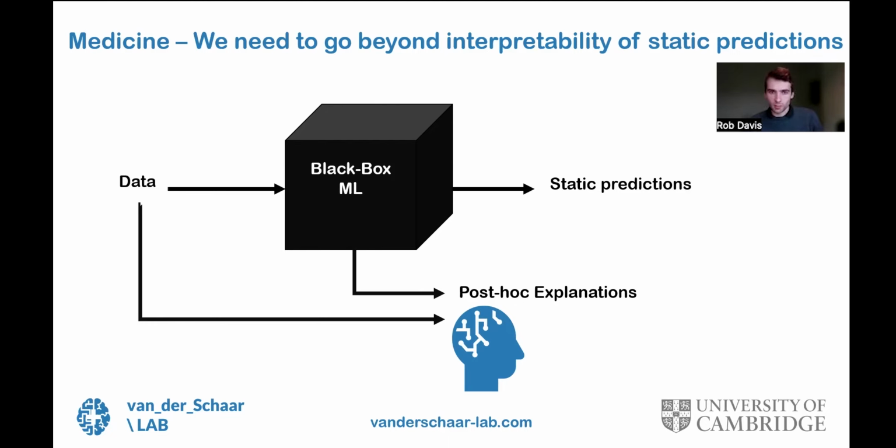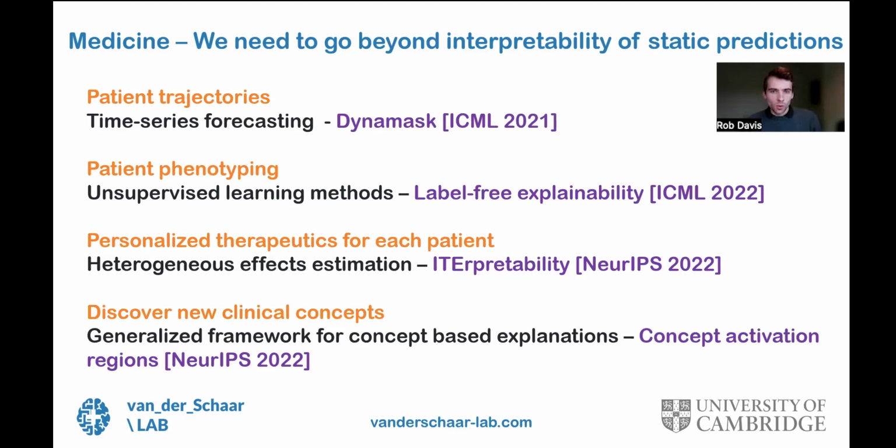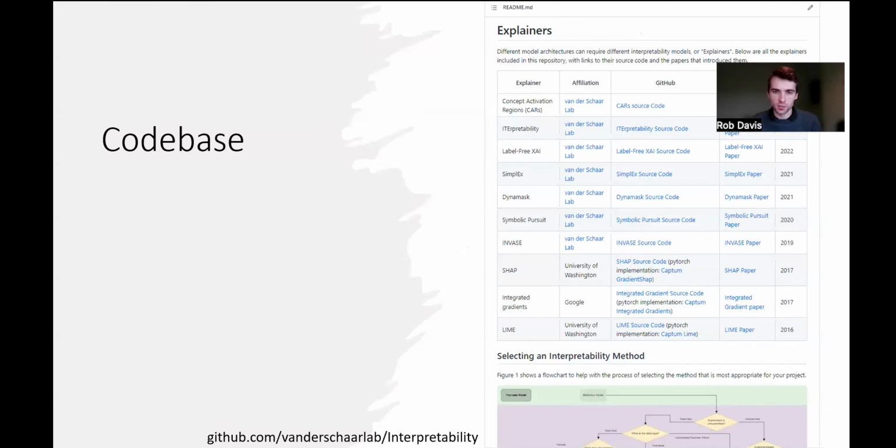There are also many different types of model. We talked a lot about time series, but the traditional ML interpretability methods are just simple post hoc explanations of static predictions. Again, that isn't enough anymore. We need multiple different methods to span the full range of our different ML methods. So we need interpretability methods for time series, for patient trajectories. We need unsupervised learning methods for patient phenotyping. We need to interpret heterogeneous effects estimations for personalized therapeutics, and we need concept-based explainers to discover new clinical concepts.